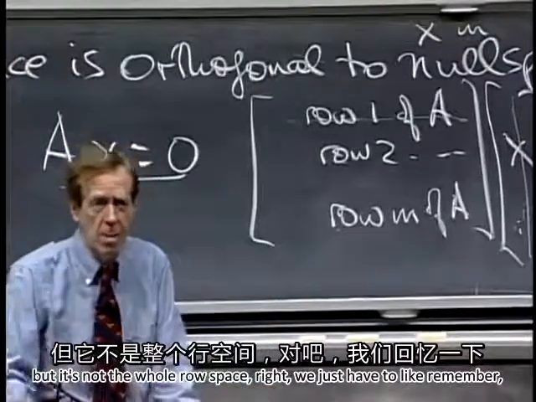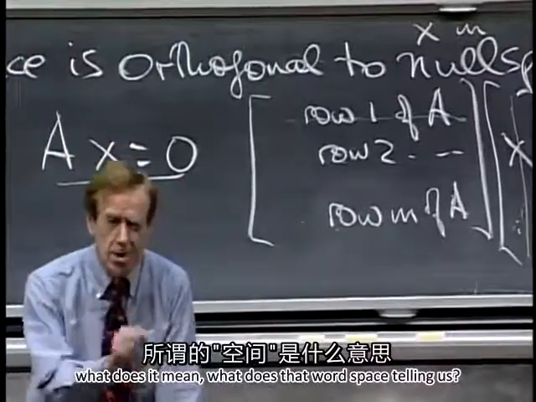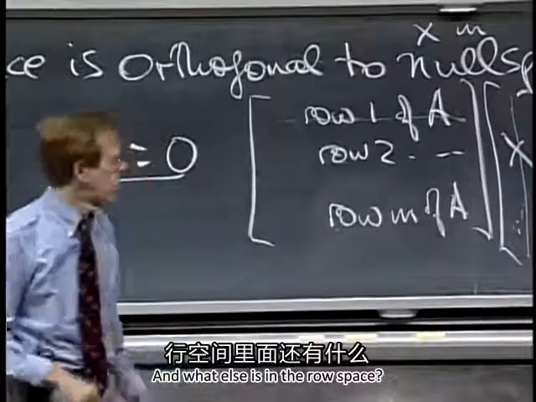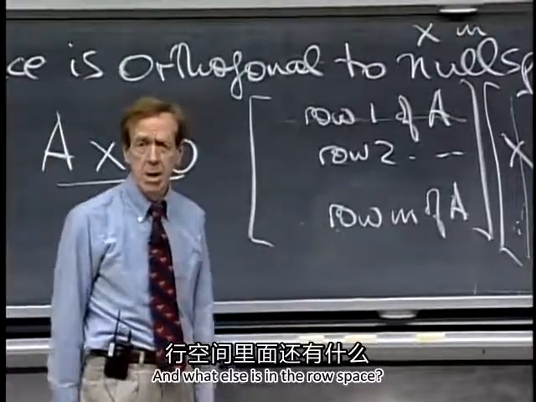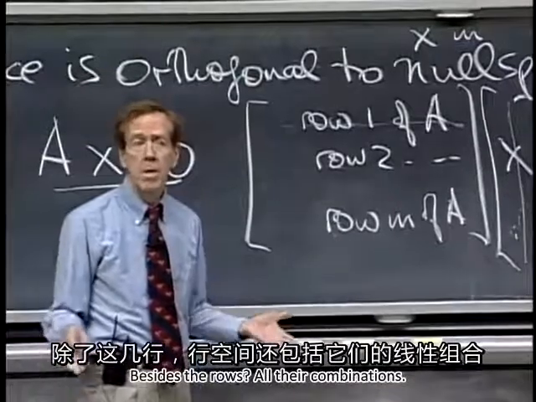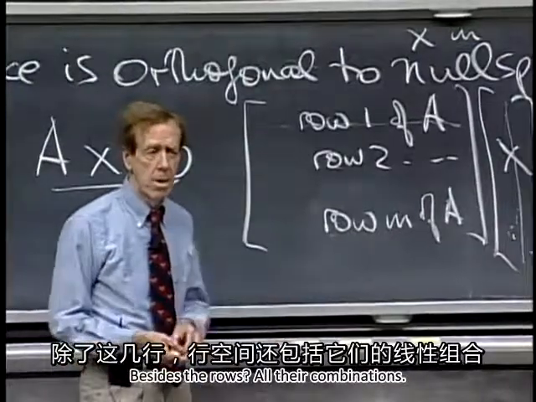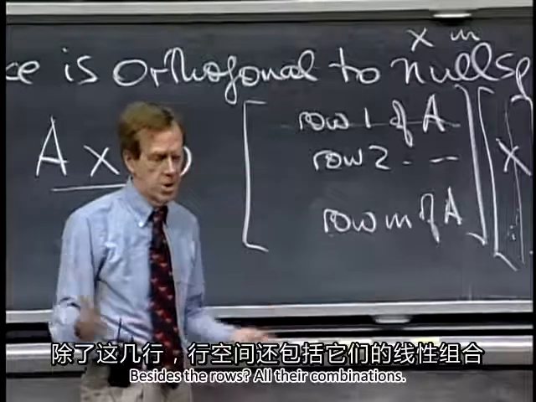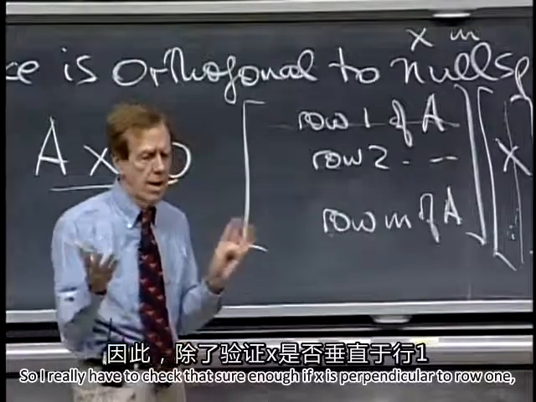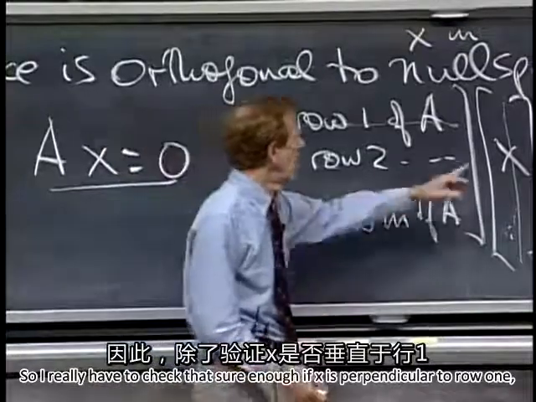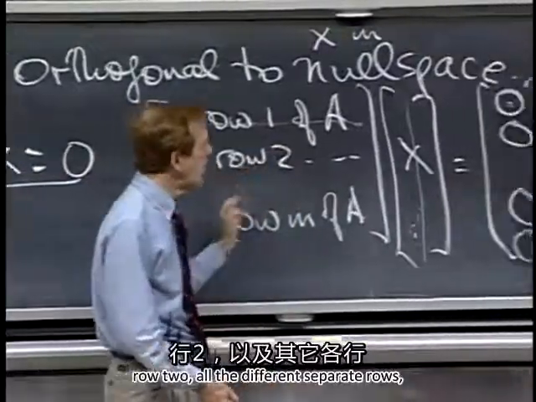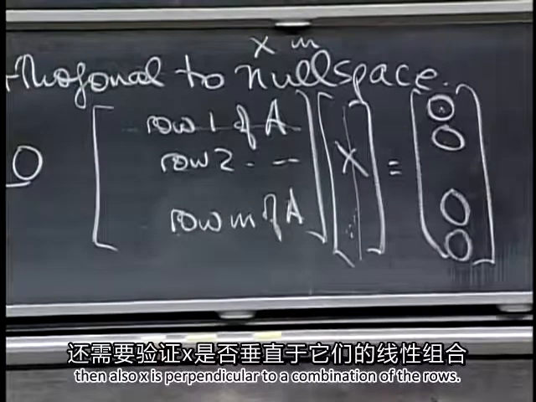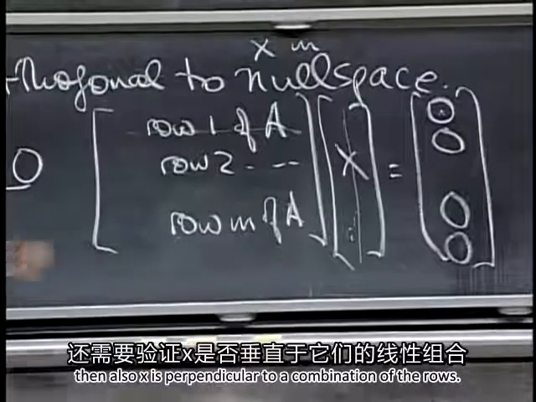We just have to remember, what does it mean? What does that word space tell us? And what else is in the row space besides the rows? All their combinations. So I really have to check that, sure enough, if x is perpendicular to row 1, row 2, all the different separate rows, then also x is perpendicular to a combination of the rows.